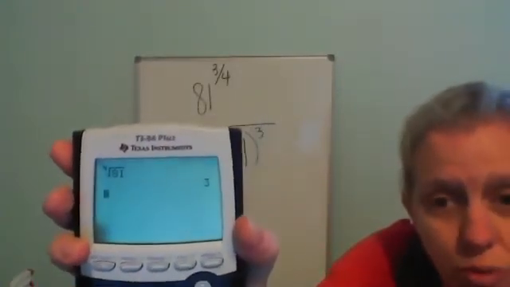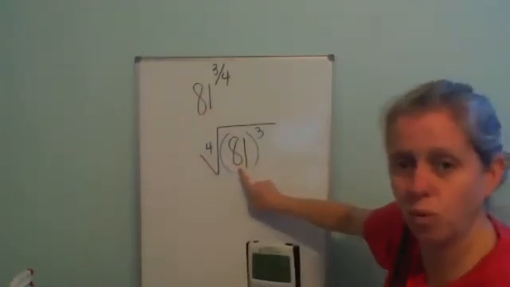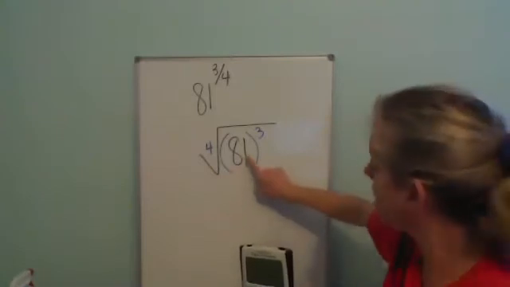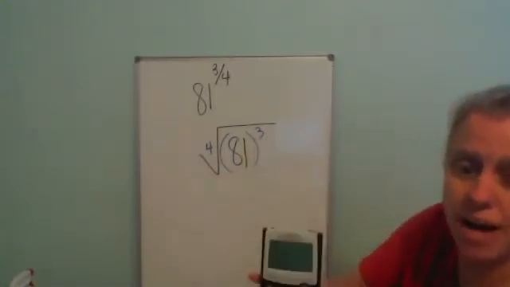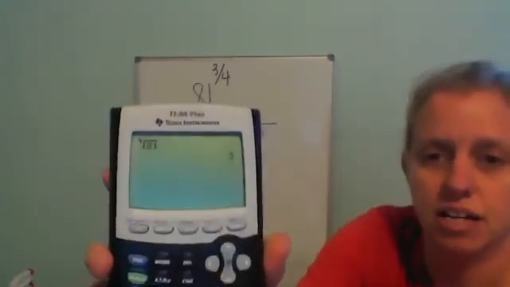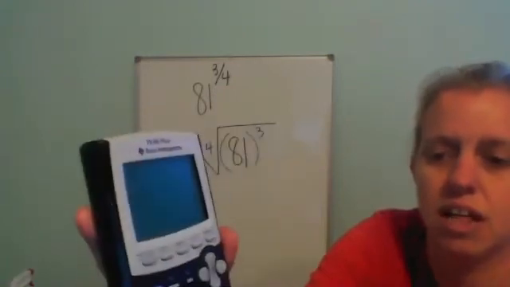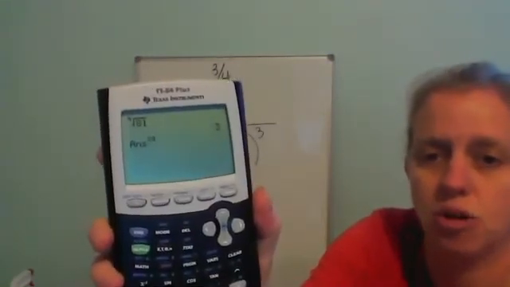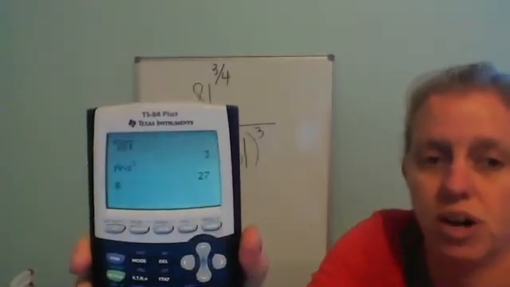So now I'm at a 3. But here's the part that I've taken care of. I've done the 4th root of 81. That gave me the 3. Now, what do I need to raise the 3 to? This 3rd power. So now, just hit 3, your answer to the 3rd power, and hit enter, which gives you 27.